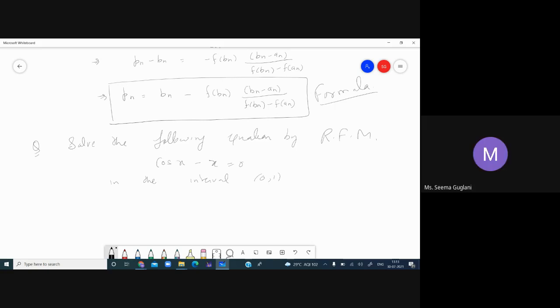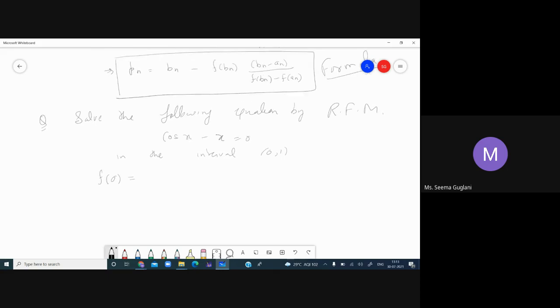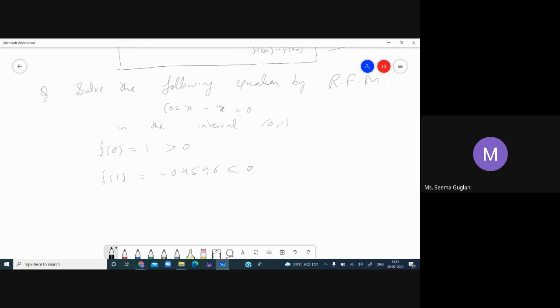So first I will try to see whether the root lies in that interval or not. What is f(0)? That is cos 0 minus 0, that is 1, which is greater than 0. And I will try to find out f(1). So that is cos 1 minus 1, and my answer would be minus 0.4596. It is less than 0. So certainly the root lies in the 0 to 1 interval.